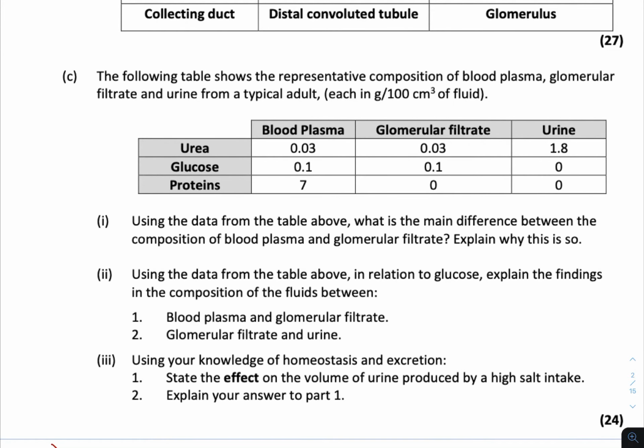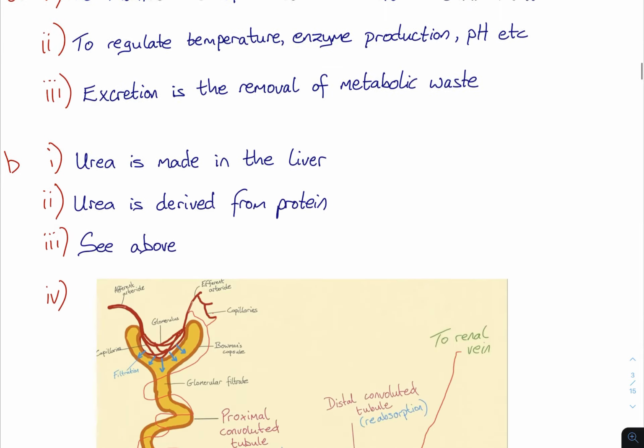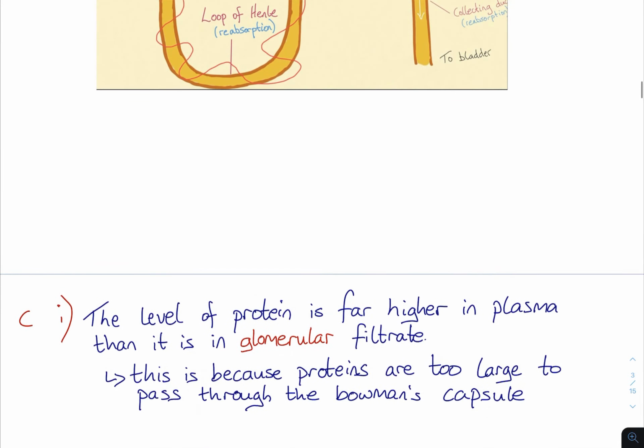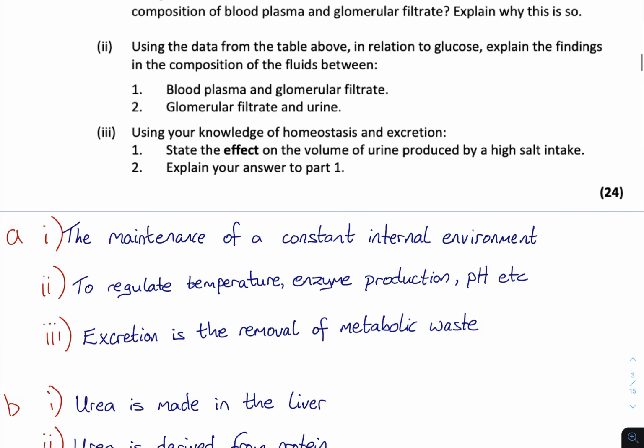So for that one there, guys, I'll just show you the answers for that. Protein is far higher in plasma than glomerular filtrate. This is because proteins are too large to pass through the Bowman's capsule, or the glomerulus to be precise. Because the Bowman's capsule is what holds the glomerulus, and the glomerulus is what does the filtration.